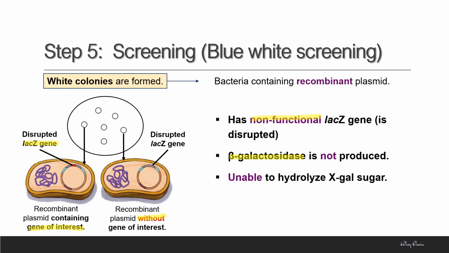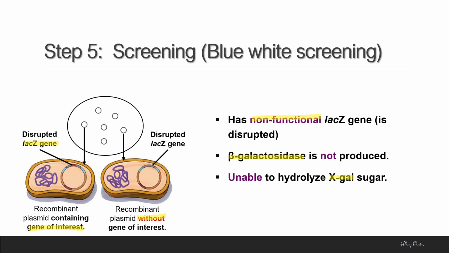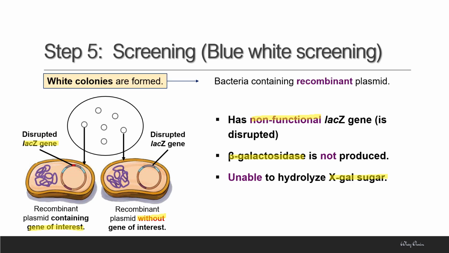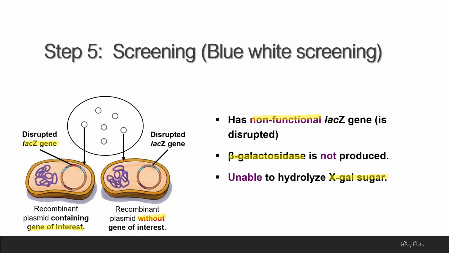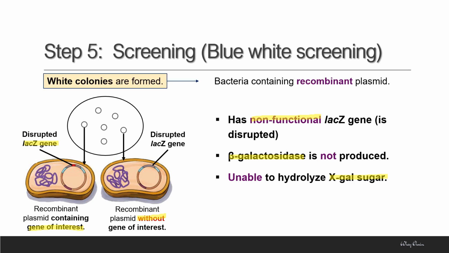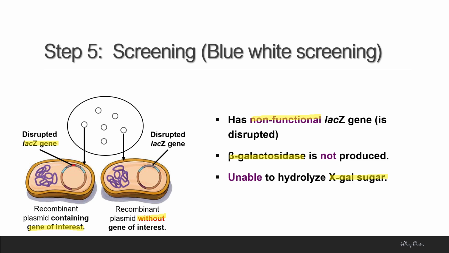So without the enzyme, the bacteria cannot hydrolyze the X-gal sugar in the medium plate. So no blue color pigment will be produced. But the bacteria can still grow by using the other nutrients found in the medium plate. And through the binary fission process, from one bacterium they form many copies of bacteria. Even though they are colorless, because of the large number of these bacterial cells, they form white colonies in the agar plate.